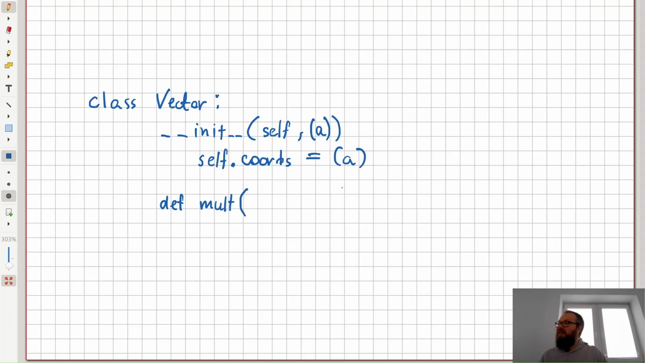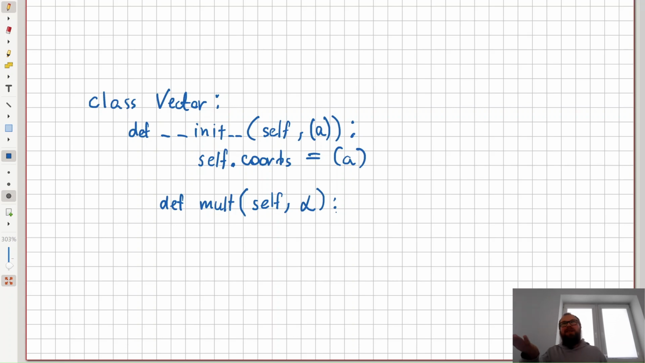Proper init also. Very good. Mult self. We're multiplying the vector, so the vector has to know how to be multiplied, and some number, so alpha. Can you control for type? No, there's no, it's not geared to that. It's more of a hint for you. So I won't. There are assumptions, but still everything is fun.